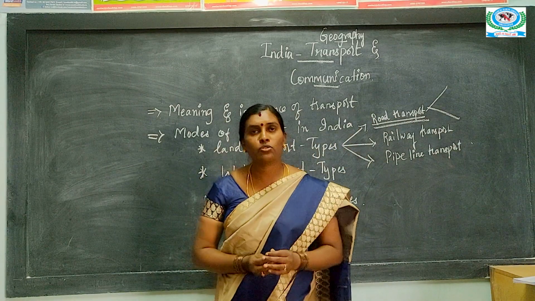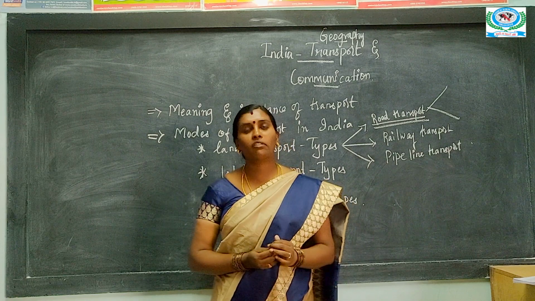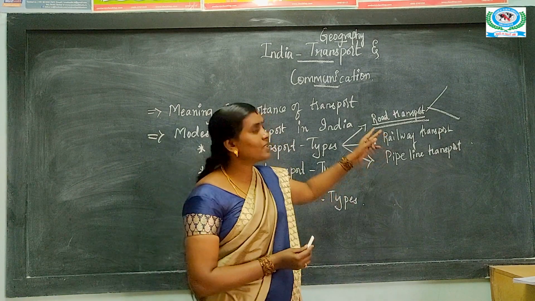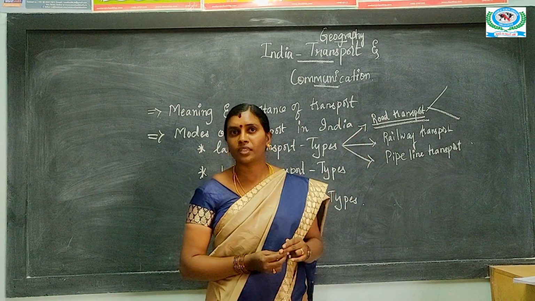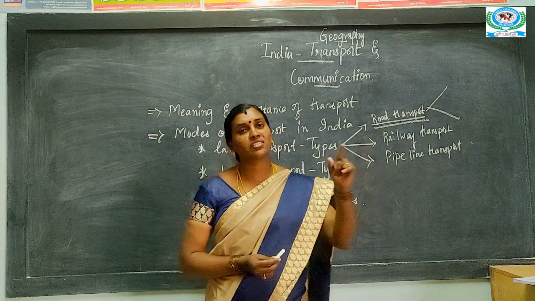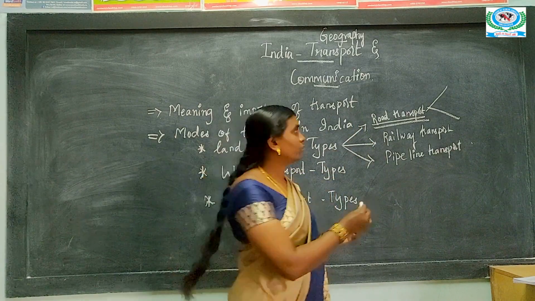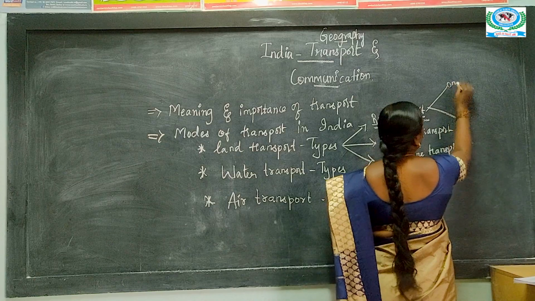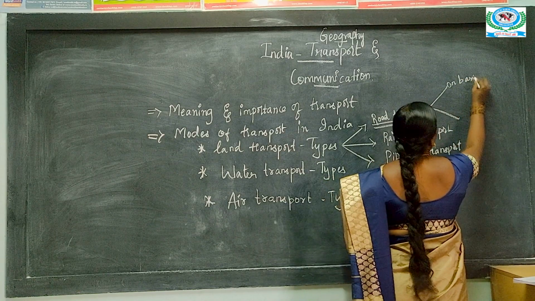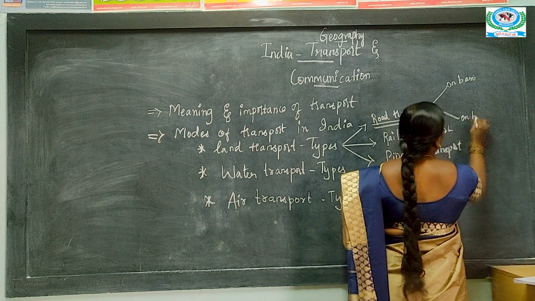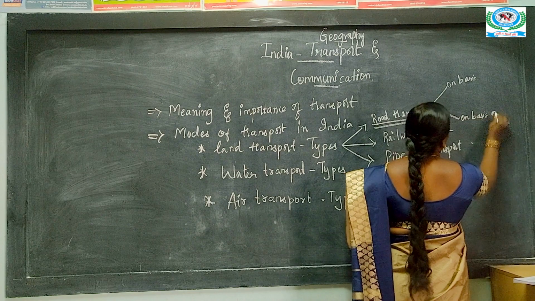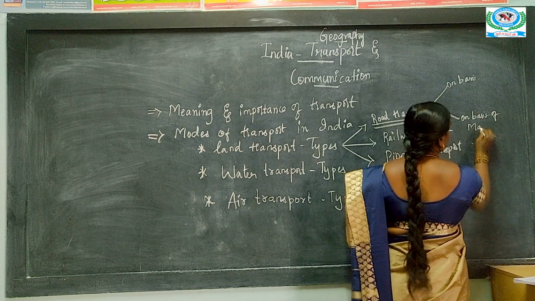One, on the basis of the structure. On the basis of the structure, it has been divided into two. On the basis of the maintenance, it is divided into 5. So, road transport on the basis of structure, on the basis of maintenance.